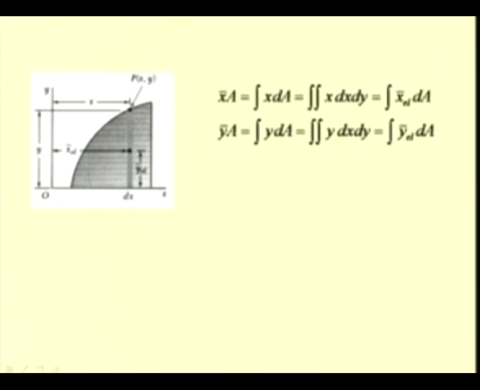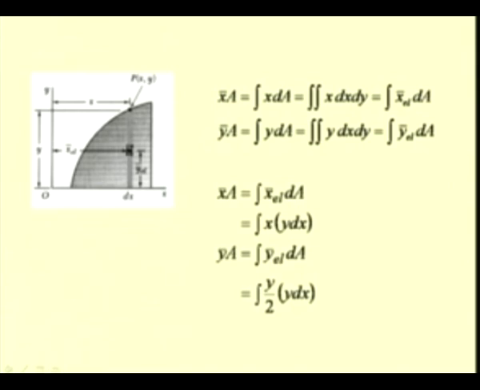So, we can write x bar A as integral x dA, which is the double integral if we take a small differential element of this form. But now, since we have taken this rectangular element, it becomes a single integral with x bar of this rectangular element times dA, where dA is the area of this thin strip. And in the same way we can define y bar. We know that for this thin strip the area is y dx. So, we have this quantity as integral xy dx, where y is a function of x again. So, now it becomes a single integral in x.